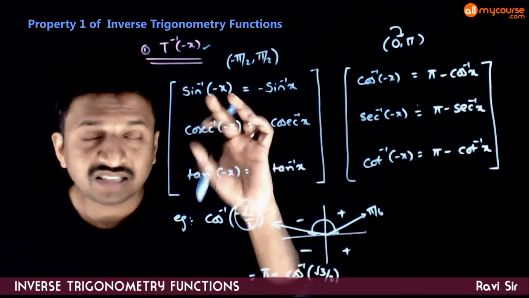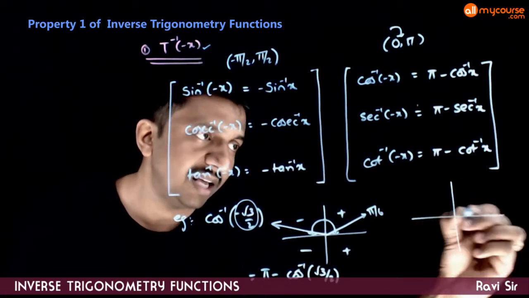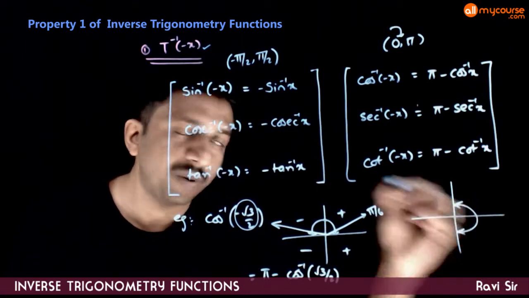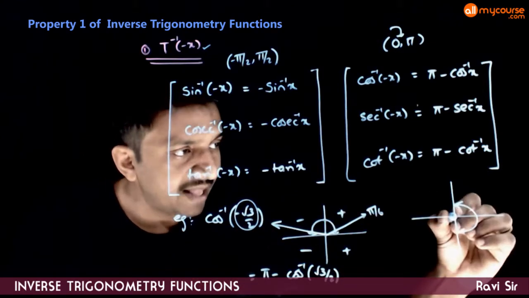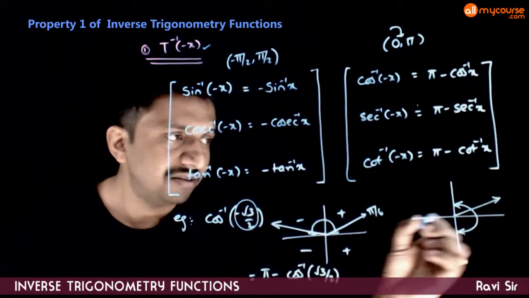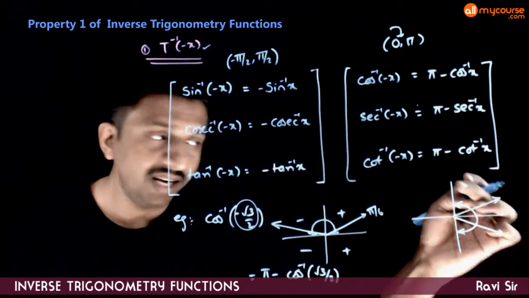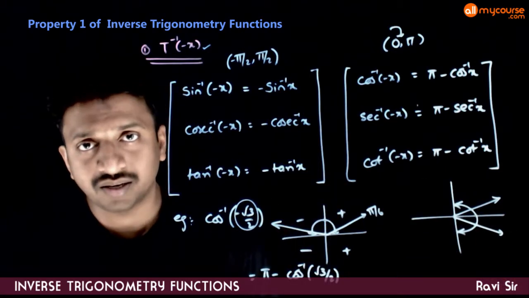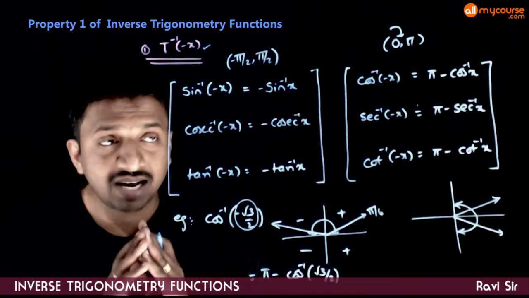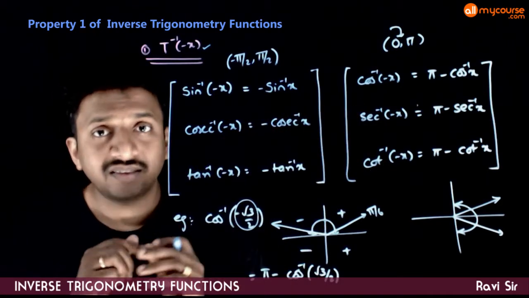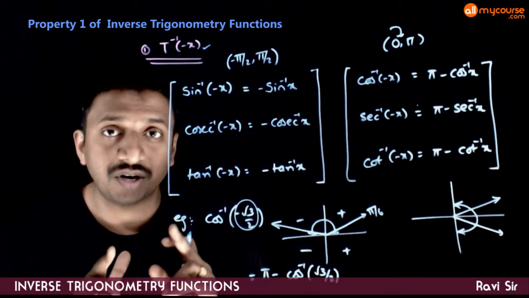Corresponding to these three functions, the range is minus pi by 2 to pi by 2. So if you get the allied angle in the first quadrant, you just need to place a negative sign in front of this angle to get the allied angle in the fourth quadrant. So I hope you understand how to simplify the inverse trigonometric functions corresponding to minus x.